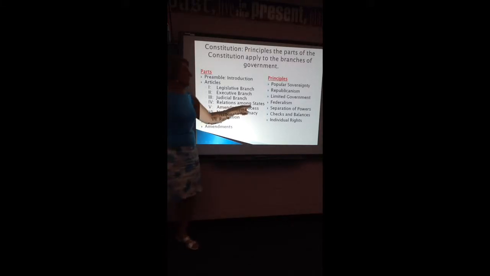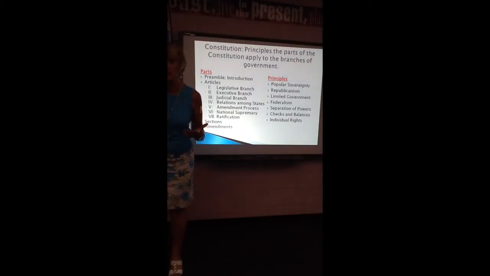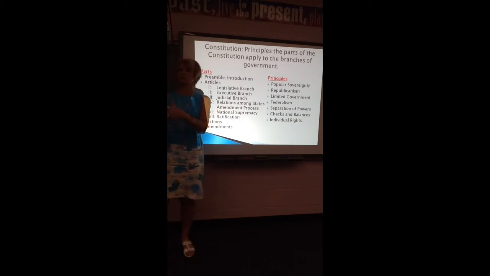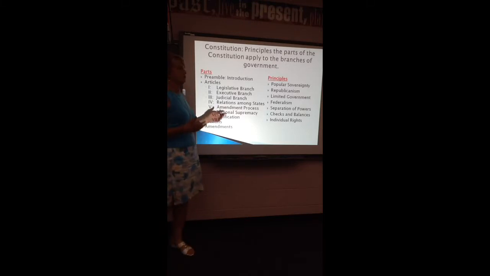How are states going to work with each other? Remember, in the Articles of Confederation, each state kind of did their own thing, and so they didn't really have to cooperate. This is how states are going to work together. Then you have, how would you change the Constitution? As this country continues to thrive, things are going to change. Change is inevitable. So how do you adapt the Constitution to what is going on?